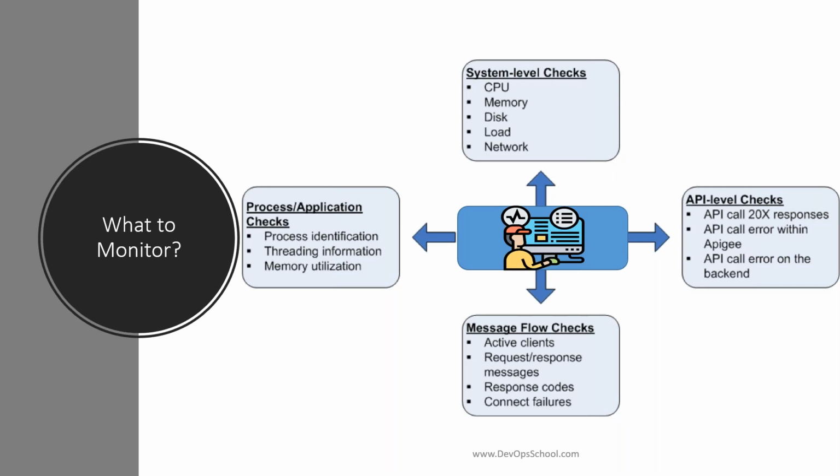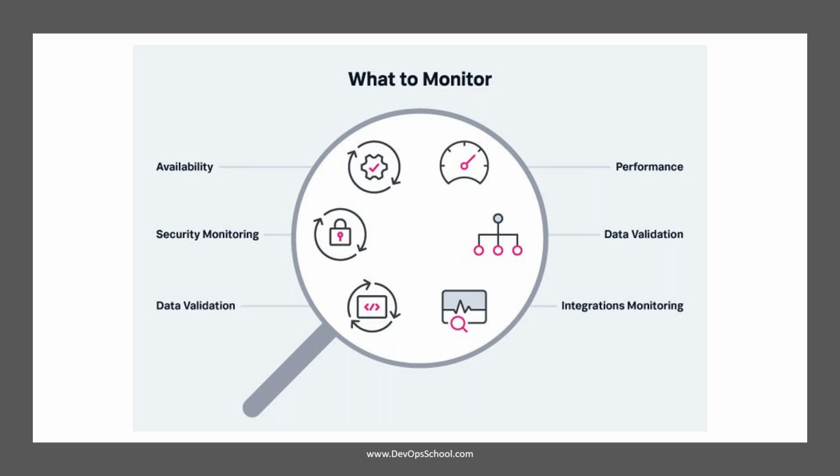Also, we want to check message-level checks like active clients, number of requests, number of responses with scores 200, 300, 400, 500, and connect failures. Also, nowadays, in the world of APIs, we do API-level checks like API calls, API errors, and stuff like that. So yes, these are the things which we want to monitor.